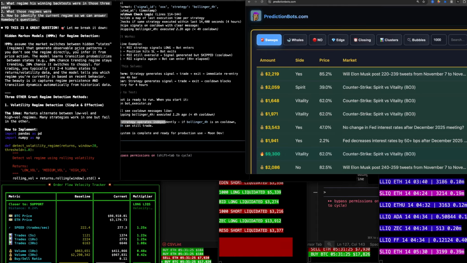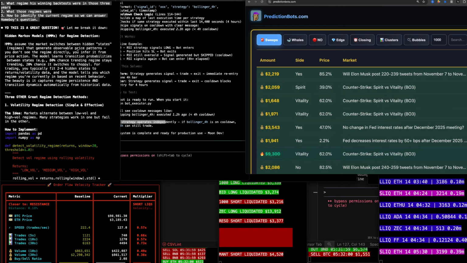HMMs assume the market switches between hidden states or regimes that generate observable price patterns. You don't see the regime directly, you infer it from price action. The model learns transition probabilities between states, e.g., 80% chance a trending regime stays trending, 20% chance it switches to choppy. For trading, you typically fit 2 to 4 hidden states to return and volatility data, and the model tells you which regime you're currently in based on recent behavior.